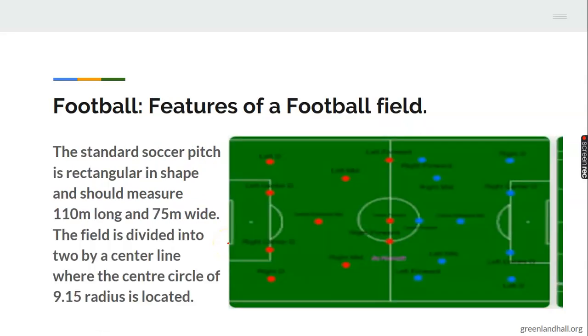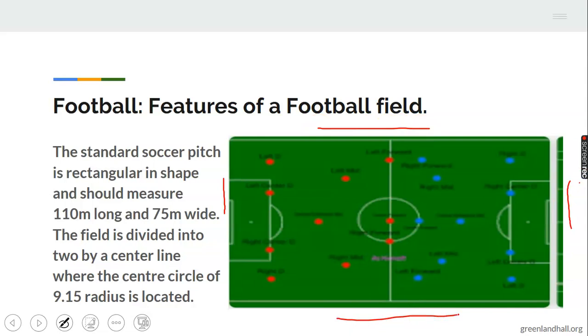Okay, now we look at the features of a football field. What are the features? What are the things you see on a football field? Take note that the standard soccer pitch is rectangular in shape. As you can see, we have two short sides, and then we have two long sides.